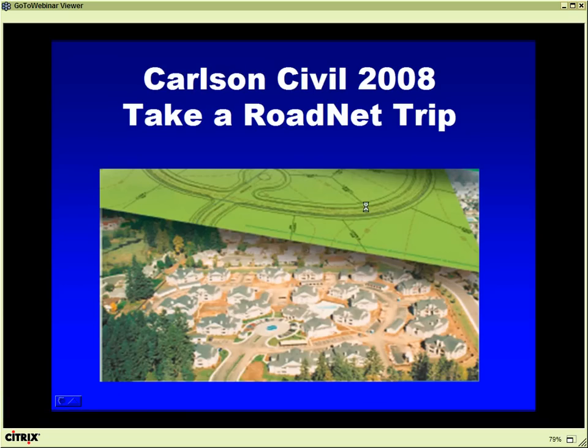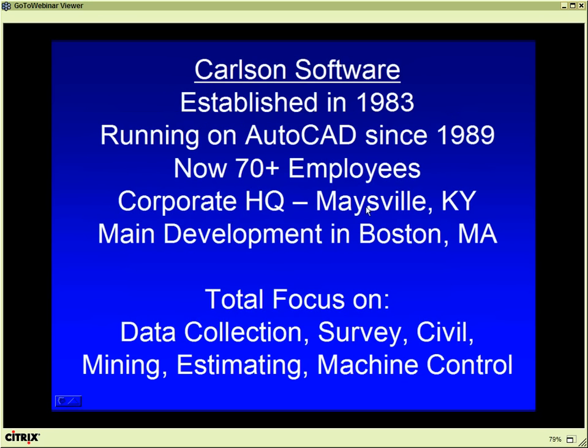One thing I want to start off with is to go over Carlson a little bit for some of the new people that don't know anything about Carlson. It was established in 1983 by Bruce Carlson. We've been running on AutoCAD since 1989. We have over 70 employees. Corporate headquarters is in Maysville, Kentucky. We have our programming office in Boston. And we are totally focused on data collection with our Explorers and ServCE, survey, civil, mining, our takeoff estimating program, and our machine control. So pretty much when you have a project, you can go from start to finish with our software.